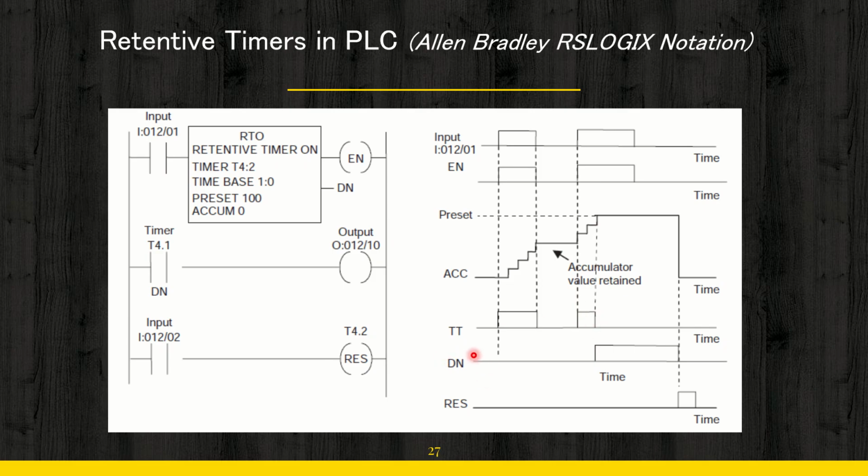And what about the done bit? You can see the done bit will be remaining high after the preset time is over. Otherwise the done bit is low. If at any moment of time we trigger the reset input, there is also a reset input. If we trigger it, then whatever your accumulator content it becomes 0. So this is the basic operation of a retentive timer, and I hope that things are now clear to you.